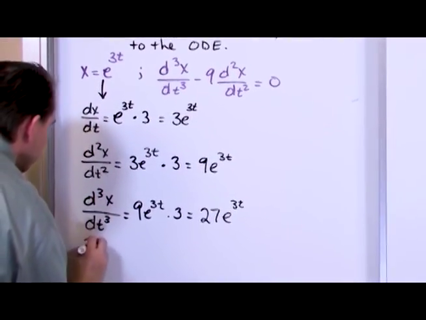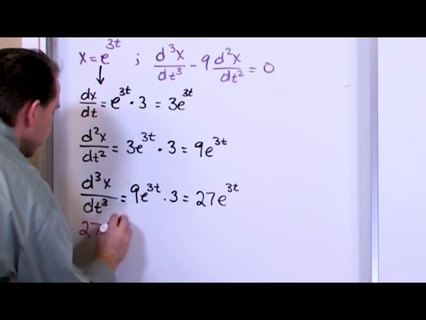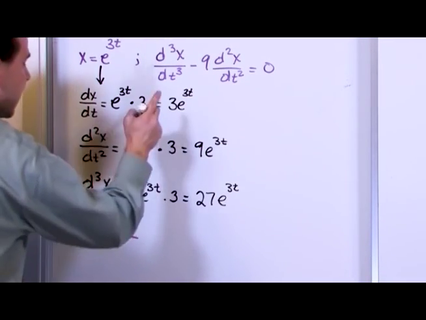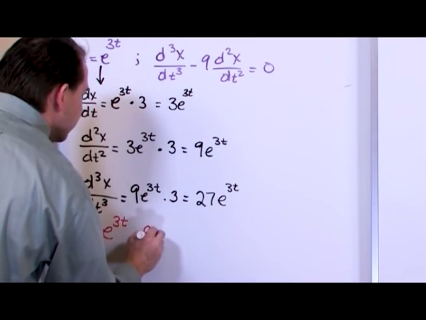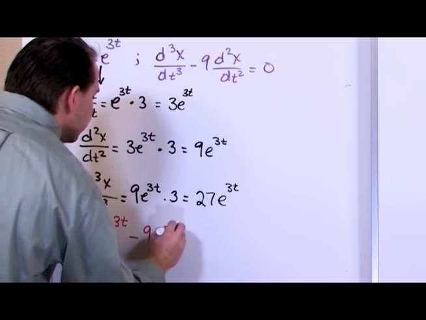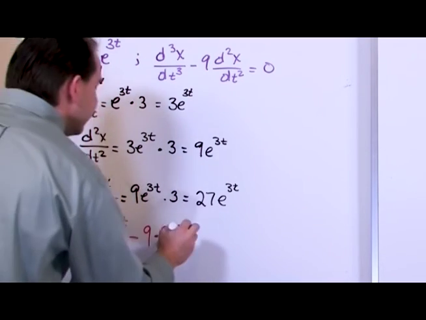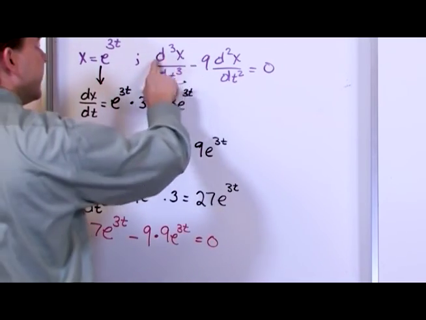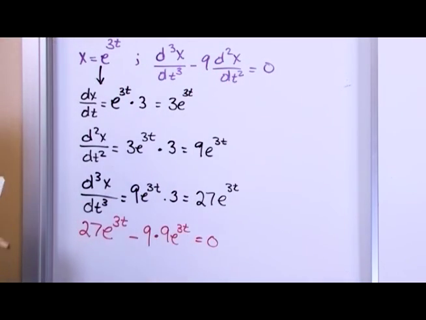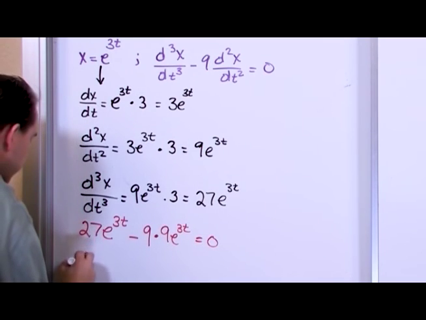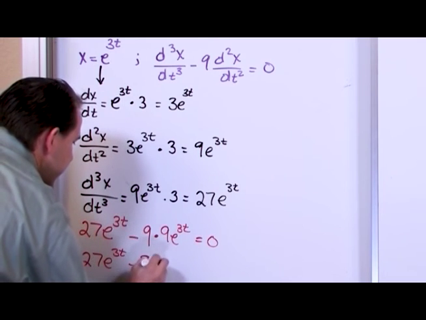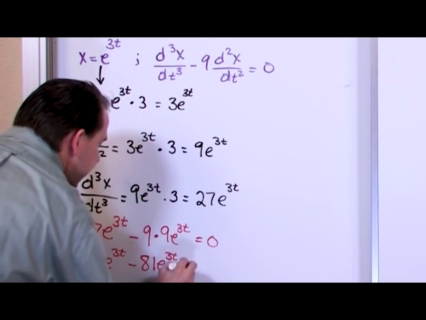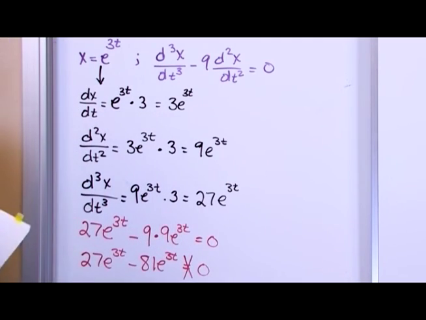So we have 27e to the 3t minus 9 from our equation times the second derivative, which is given by this, which is 9e to the 3t. And the question is, is that equal to 0? Because when I put them in there, I should get an answer of 0 if that is really a solution. So here I'm going to have 27e to the 3t, and here I'm going to have 9 times 9 is 81, e to the 3t, and that is not equal to 0. There's no way this is going to be equal to 0, so this is not a solution.